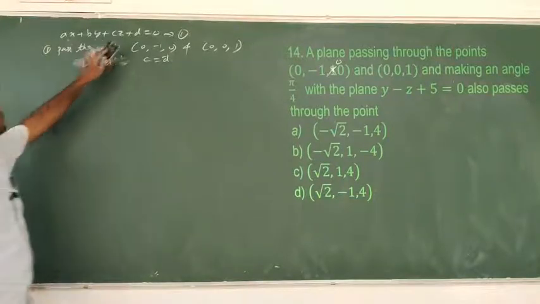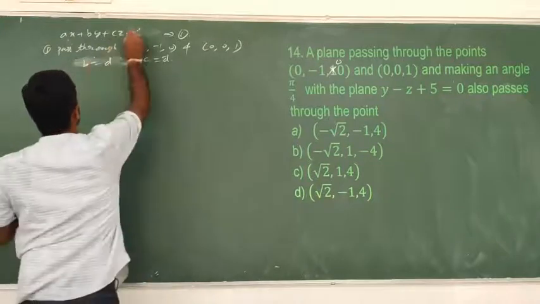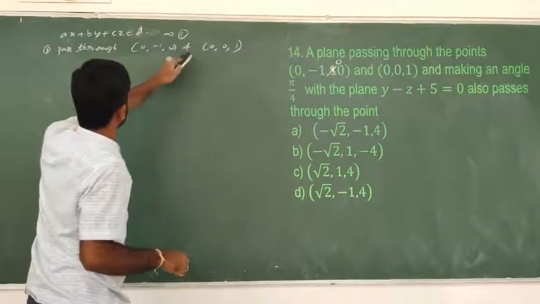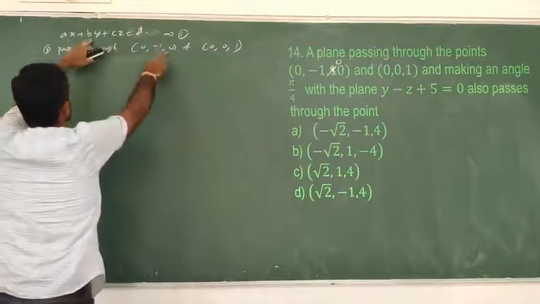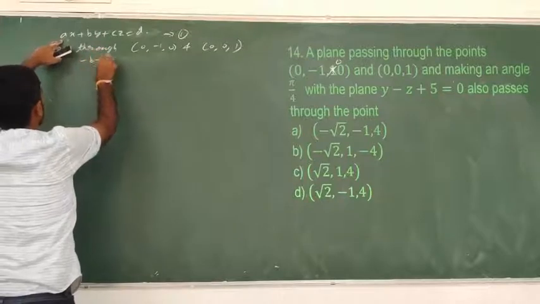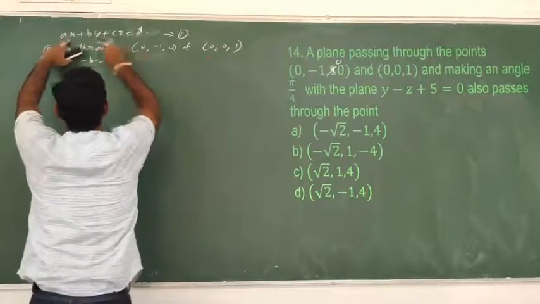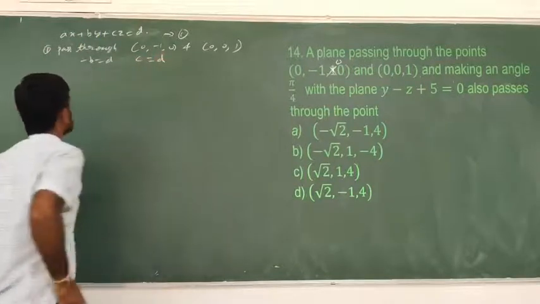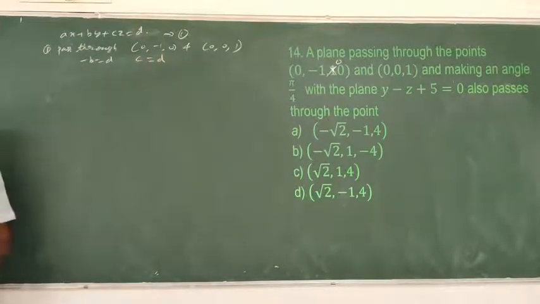Or sorry, if we take it like this, now we have taken it, minus b is equal to d. Then this equation passes through the points (0, -1, 0) and (0, 0, 1). Substituting, this is 0, this is 0, this is minus b, so minus b is equal to d. And for (0, 0, 1), this is 0, this is 0, this is c. So c is equal to d. So c minus b is equal to d and c is equal to d.